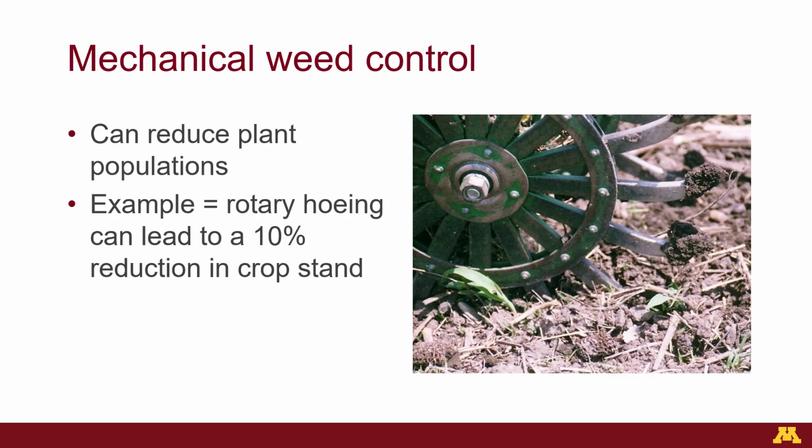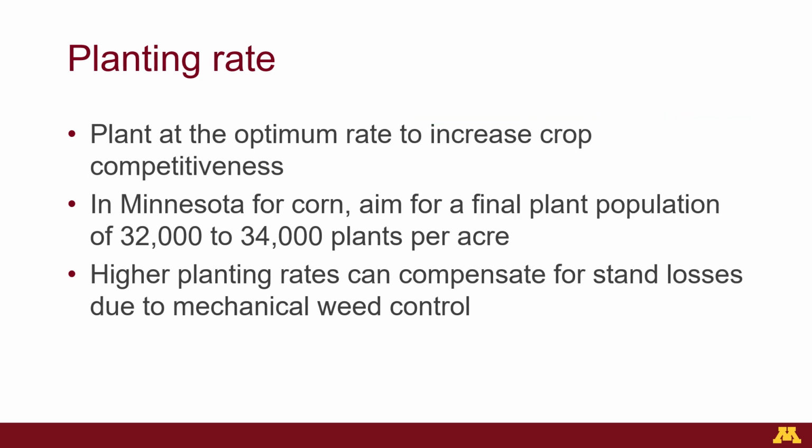Not only does the optimum planting rate lead to optimum yields, it can give crops a competitive edge against weeds. Planting rate is especially critical for organic producers because mechanical weed control operations can reduce plant populations. For example, rotary hoeing can lead to a 10% reduction in crop stand. Make sure to compensate for mechanical weed control casualties of your crop by increasing planting rate.